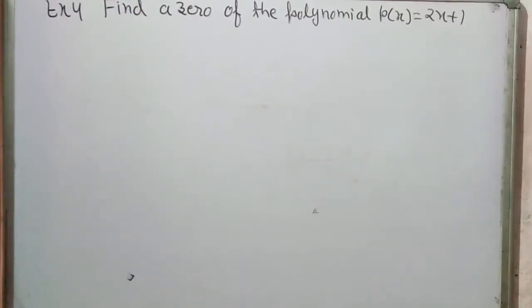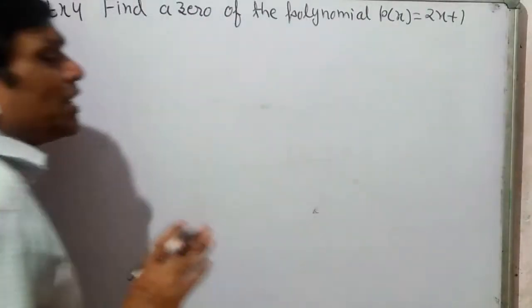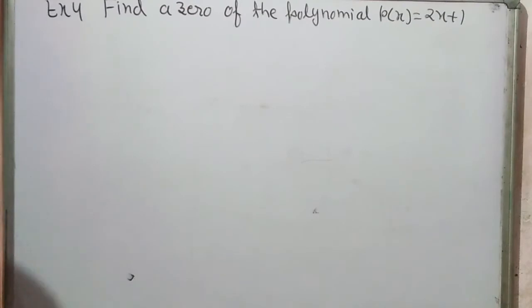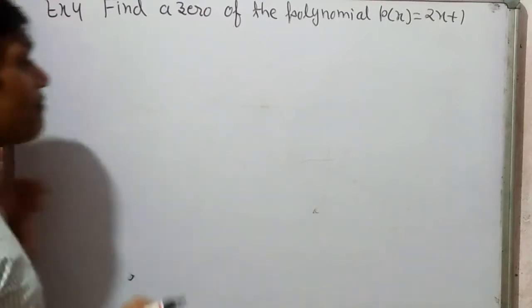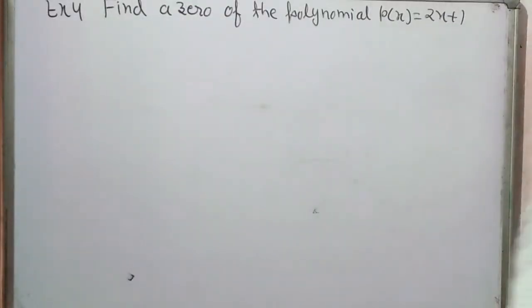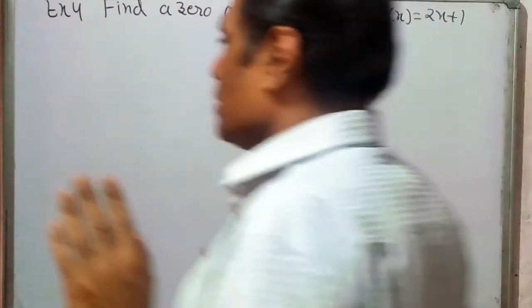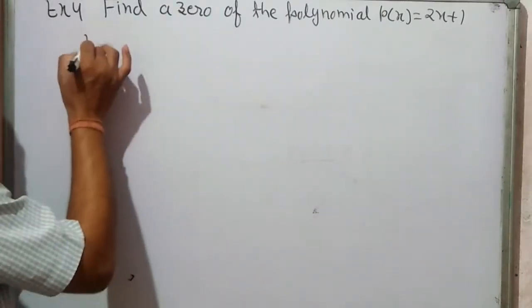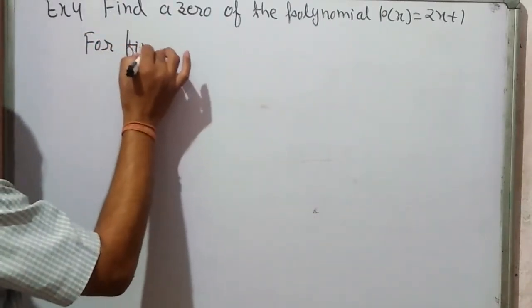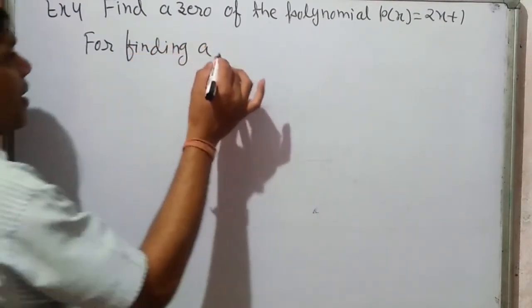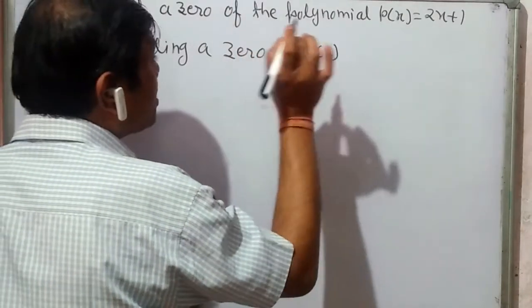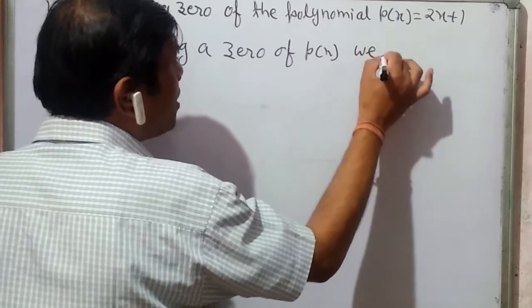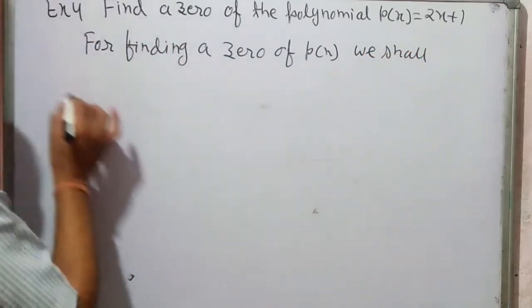Dear students, example number 4 is: find a zero of the polynomial p(x) equals 2x plus 1. Now let us apply the concept. What we have to do is find a value of x for which the value of the polynomial becomes 0. So for finding a zero of p(x), what we shall do is equate p(x) to 0.